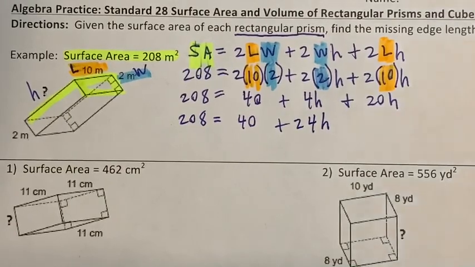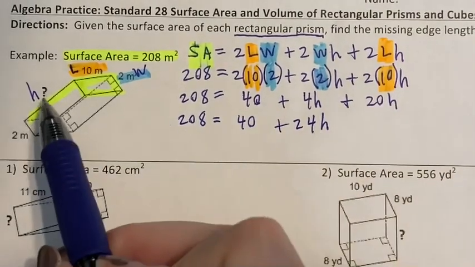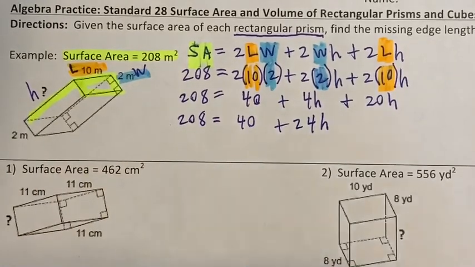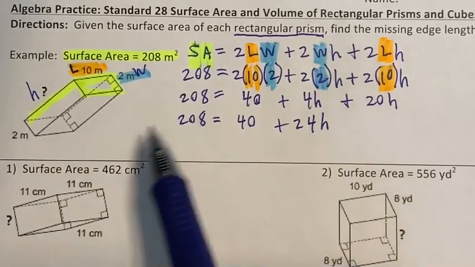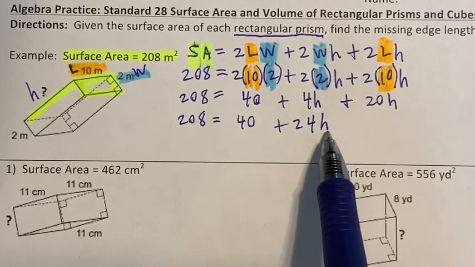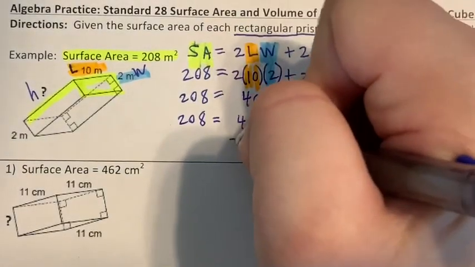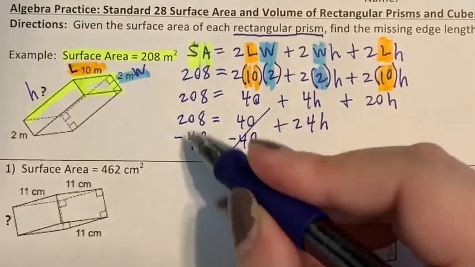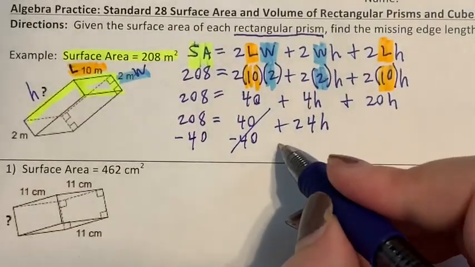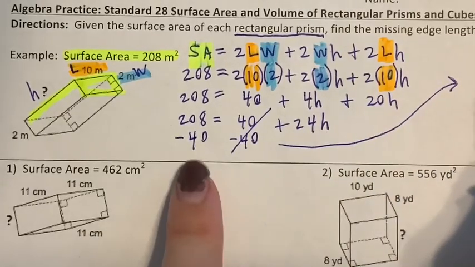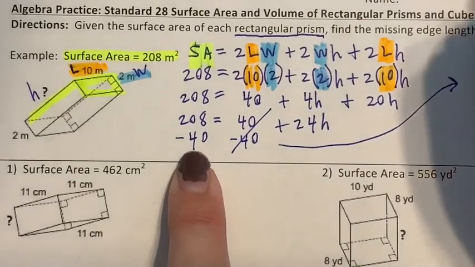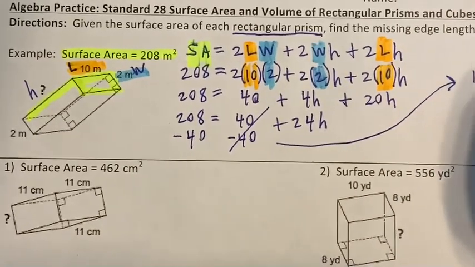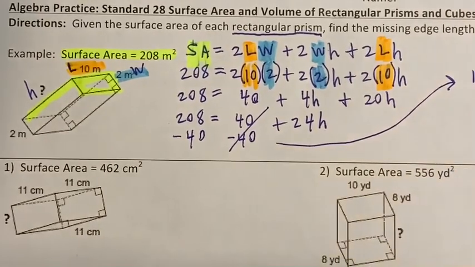We're getting closer. We're trying to find h, right? H is our question mark, our unknown side, our edge length that we have to find. So think back, if I'm trying to solve this equation and I want to isolate h, the next thing I would do would be subtract 40 from each side because I'm trying to move that 40 over. So when I do 208 minus 40, I get 168 equals, and I'm left with 24h.